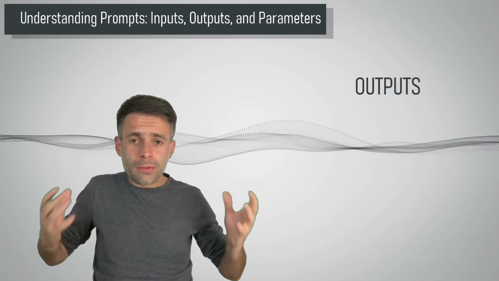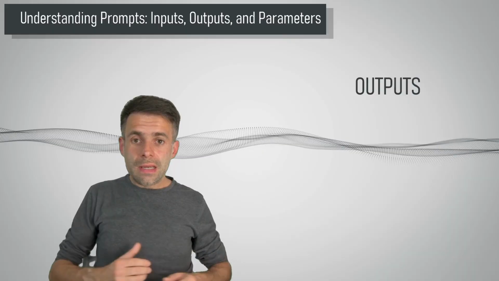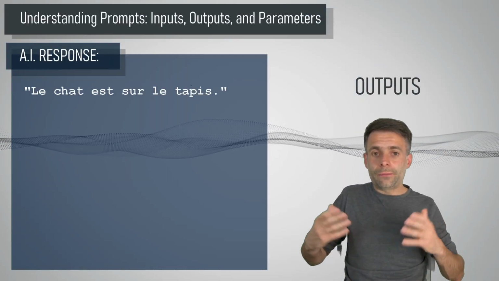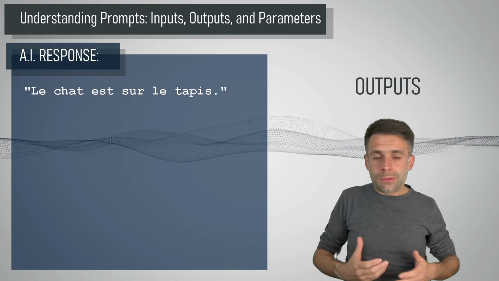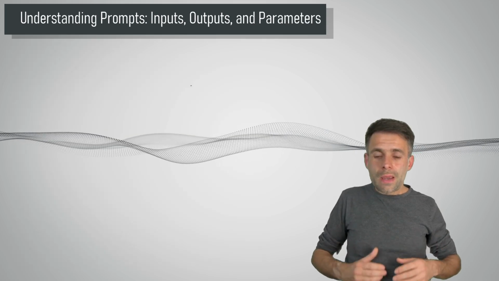Next up, we have the outputs. These are the responses generated by the AI based on the input you've given. In our previous example, the output would be the translated sentence in French. Obviously, the quality of the output largely depends on the clarity and how specific the input is.